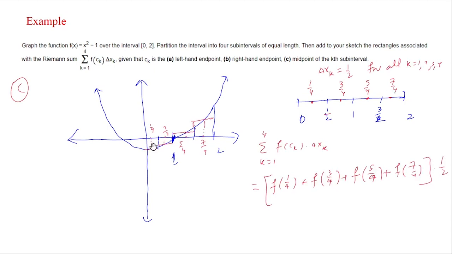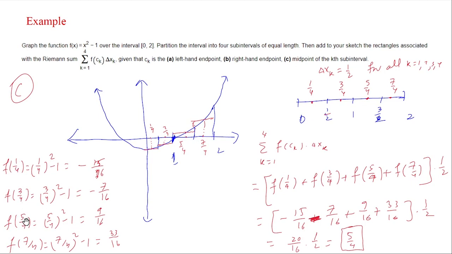So by using these points, we're going to draw rectangles like this one, this one, this one, and this one, and we're going to just add the height of these rectangles and then multiply it by width, which is basically half. So if you try to find out the value of the function at these points, this is the value you're going to get, and if you add them, you're going to get 5/4 as a Riemann sum if you use the midpoints on the kth subinterval.